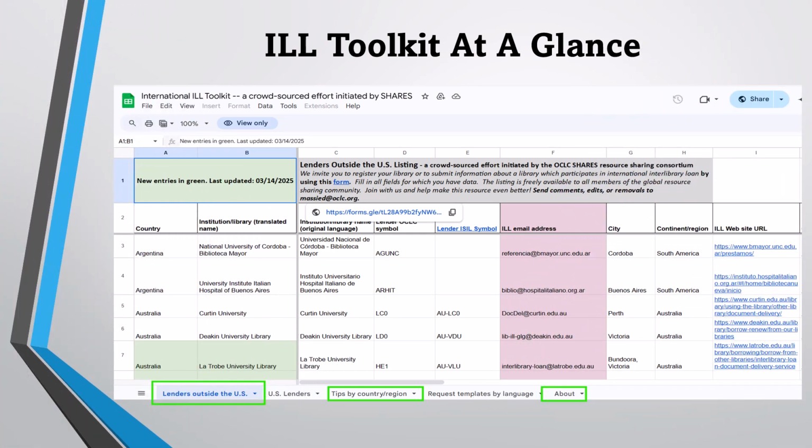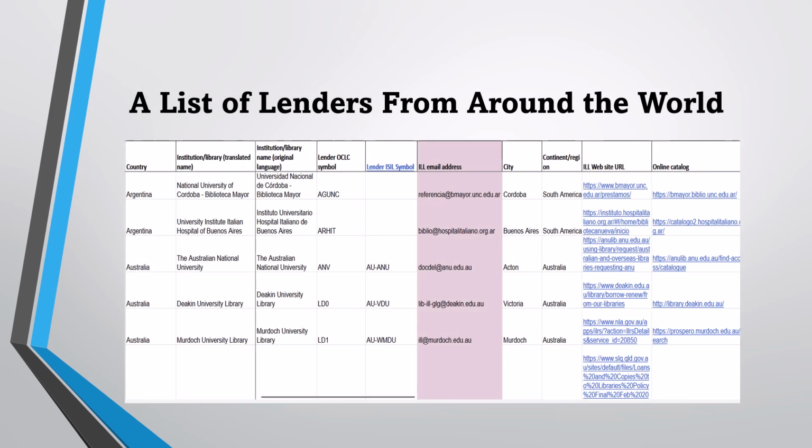First, let's take a look at the ILL Toolkit. It is a cloud-based spreadsheet composed of 5 tabs. They are lenders outside the US, US lenders, tips by country and region, request templates by language, as well as a brief history about the toolkit. Each tab contains specific information. A list of lenders from around the world.